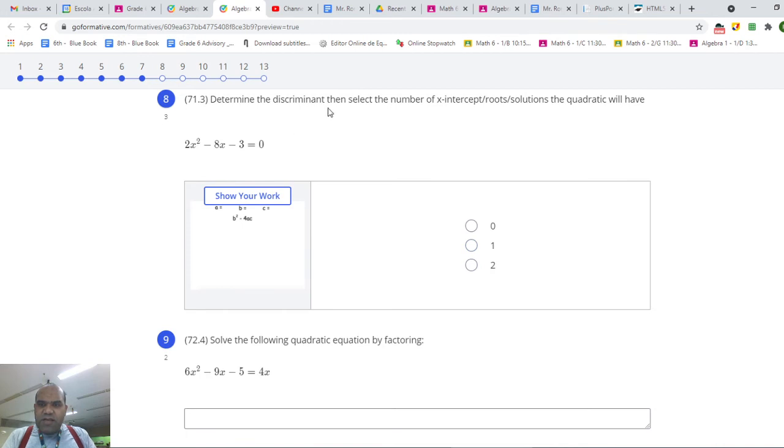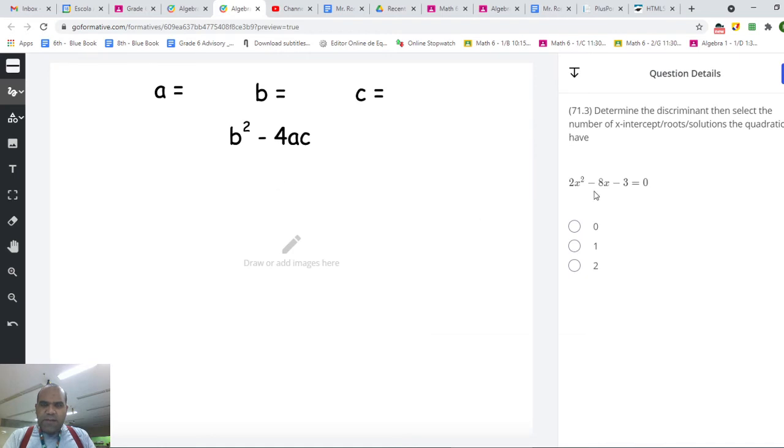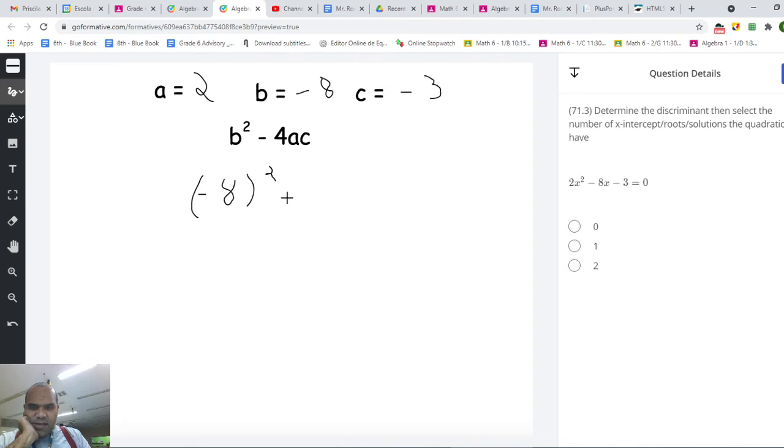Guys, this one: determine the discriminant, then select the number of x-intercepts. In this situation, the A value is the number next to x squared, which is 2. B value is negative 8. C value is negative 3. I use the formula b squared minus 4ac. Let's do it right now. B squared in this case is negative 8 squared: negative 8 times negative 8, minus 4 times 2, where A is 2 and C is negative 3.